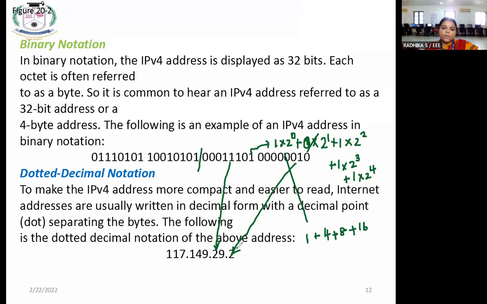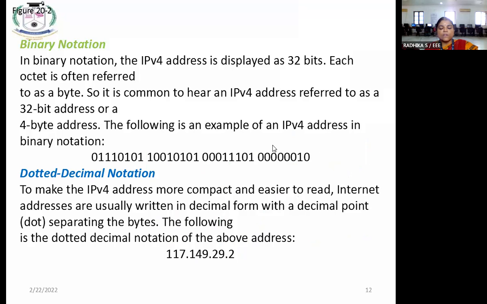16, 20, 28, 29. Are you getting it? Now this next byte corresponds to 149 and the next byte corresponds to 117. So this is the dotted decimal notation, and the equivalent binary notation to represent the address in the logical address.